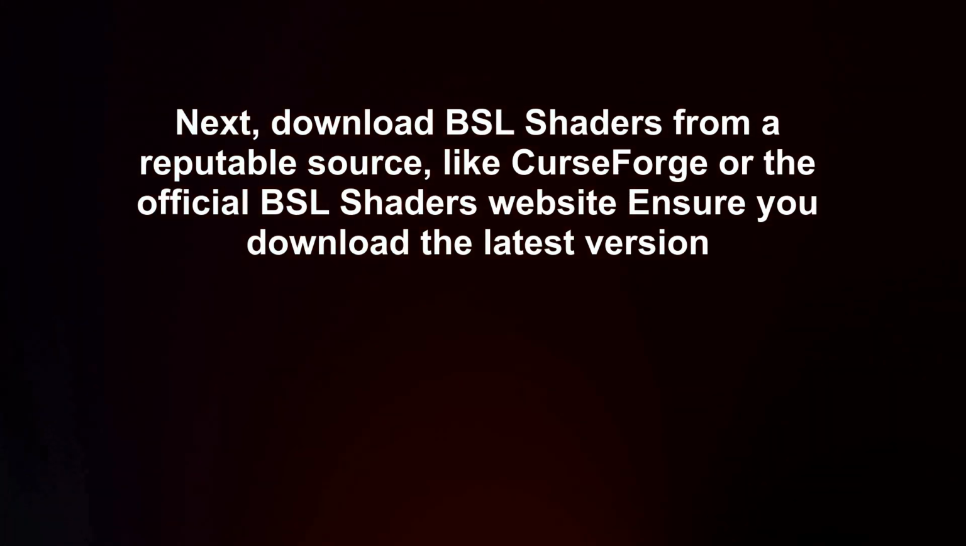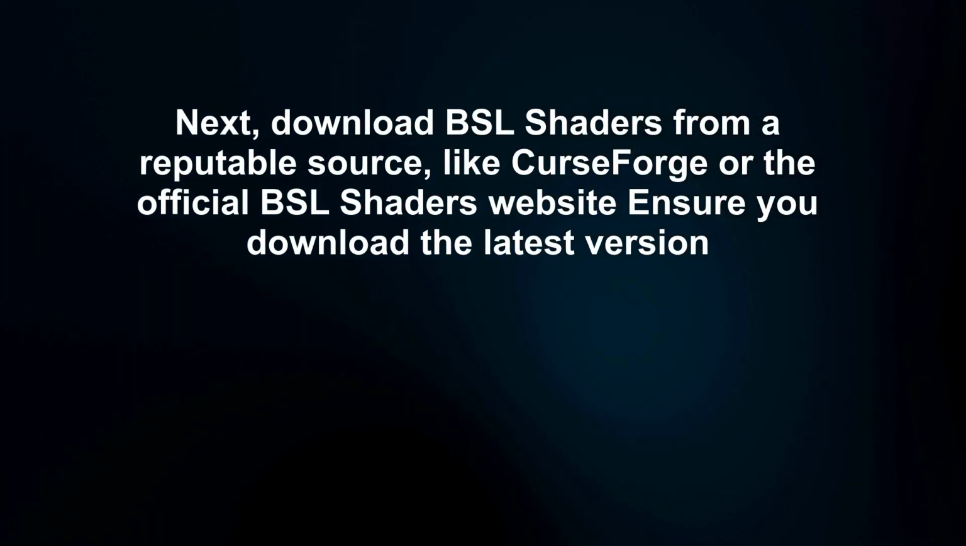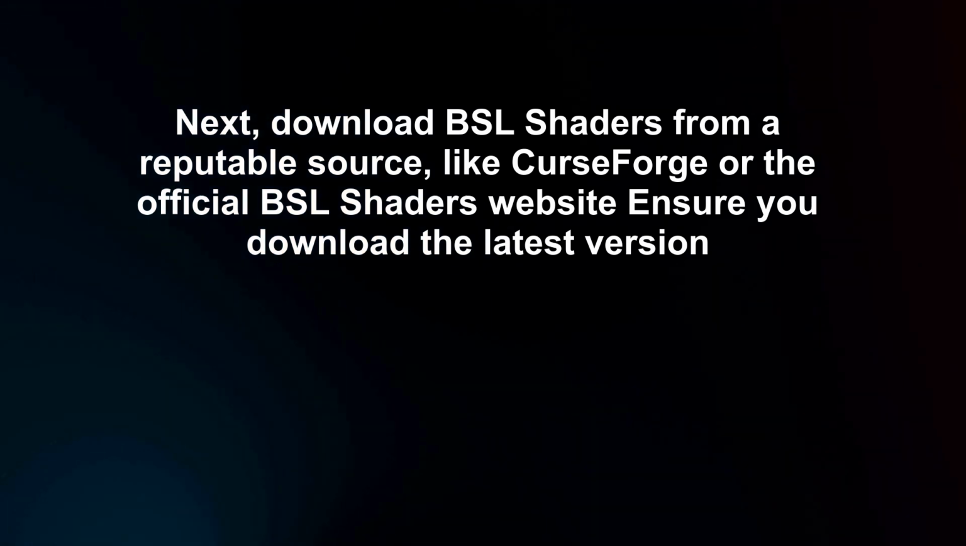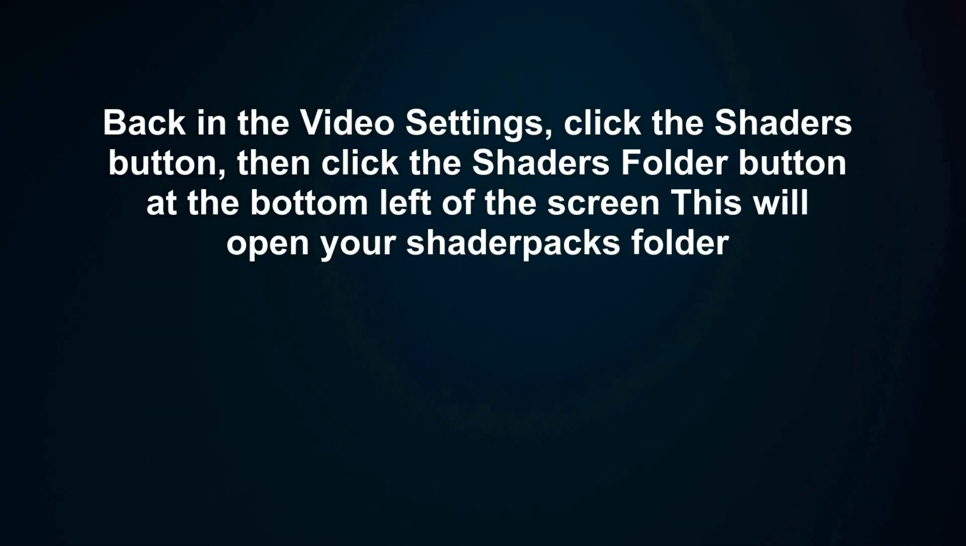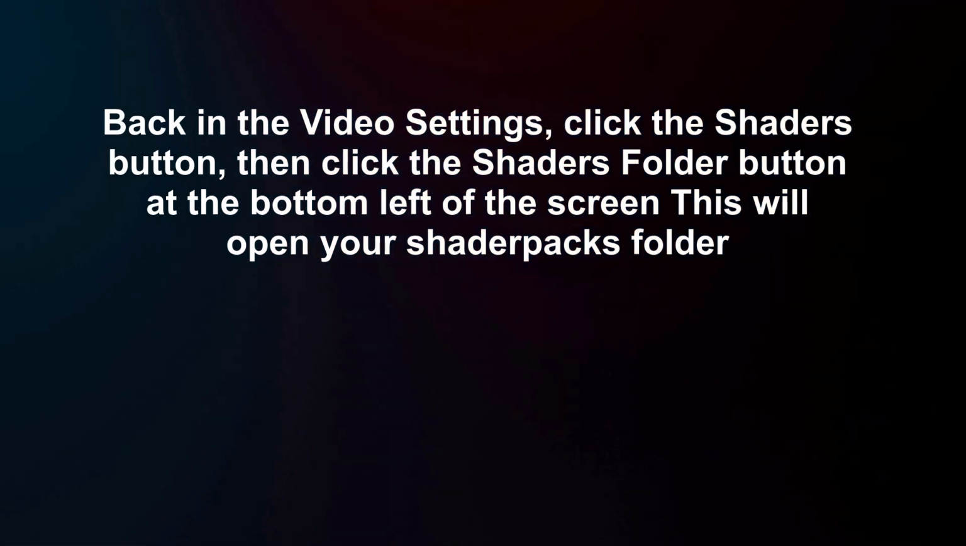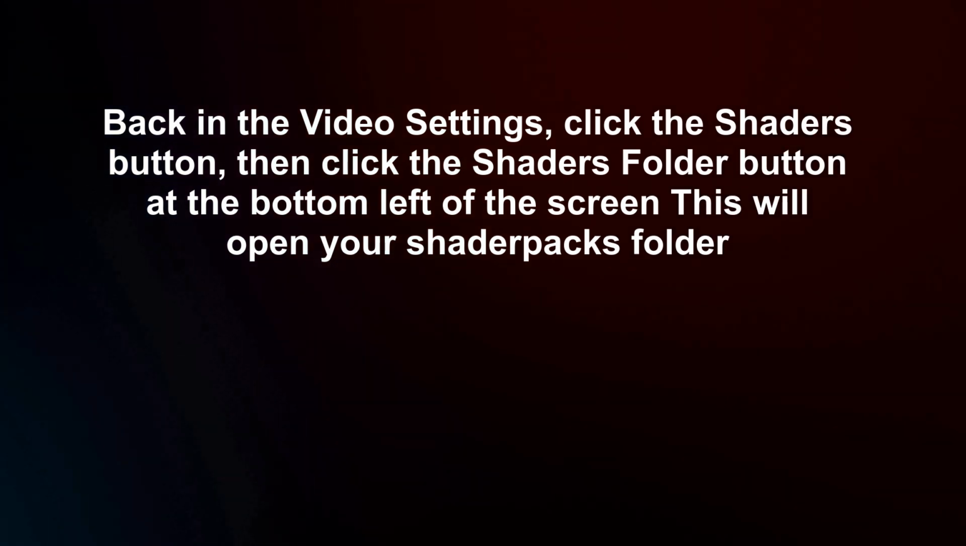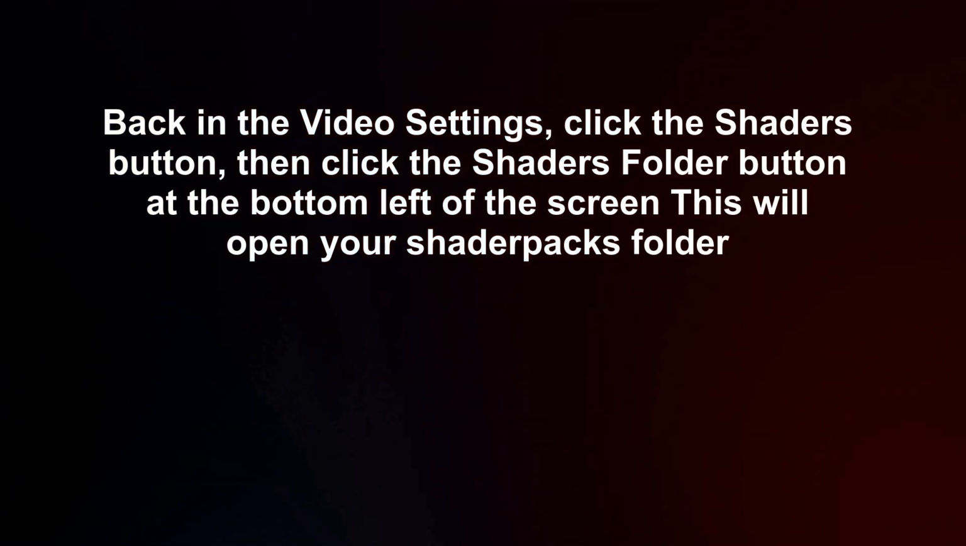Next, download BSL Shaders from a reputable source like CurseForge or the official BSL Shaders website. Ensure you download the latest version. Back in the Video Settings, click the Shaders button, then click the Shaders folder button at the bottom left of the screen. This will open your Shaderpacks folder.